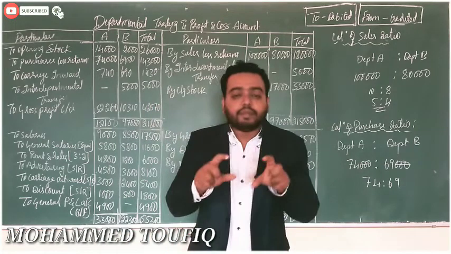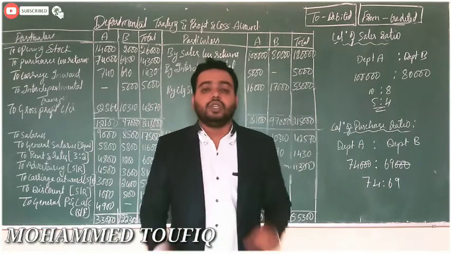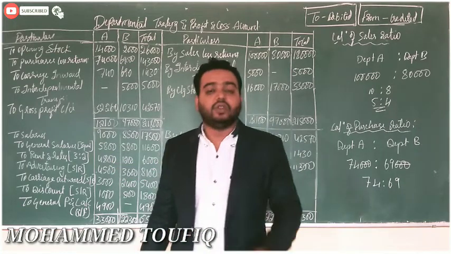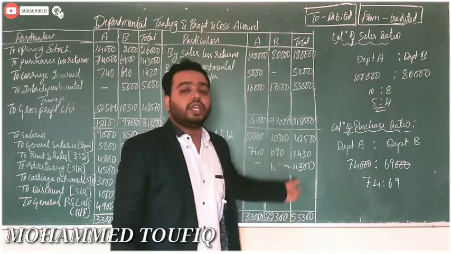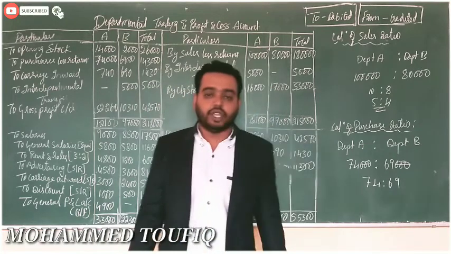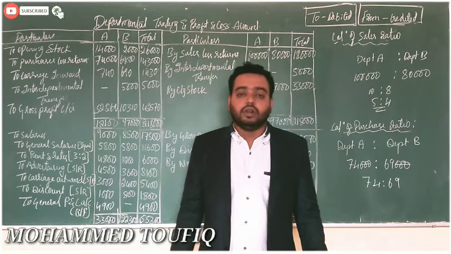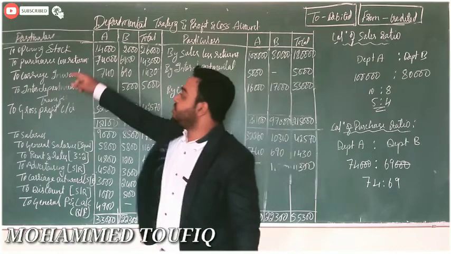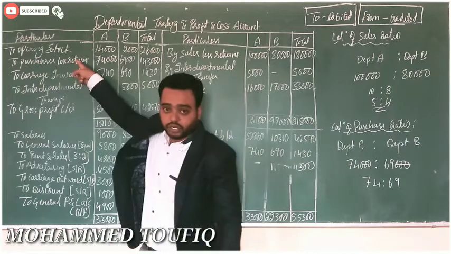So in the departmental profit and loss account, you will debit all the indirect expenses, and you will credit all the indirect incomes. Now, as per the question, they have given the opening stock, and we know that we have to write the opening stock first on the debit side of the account.